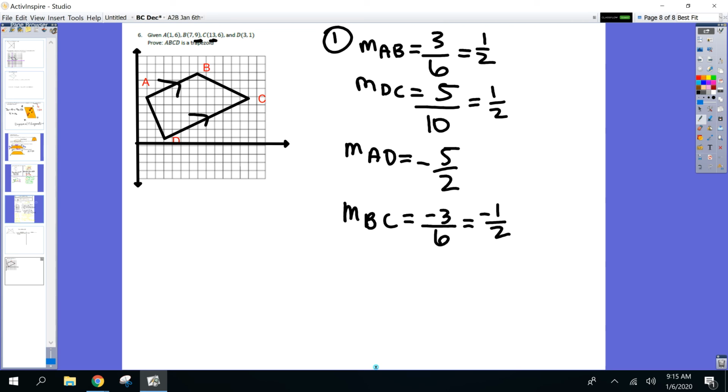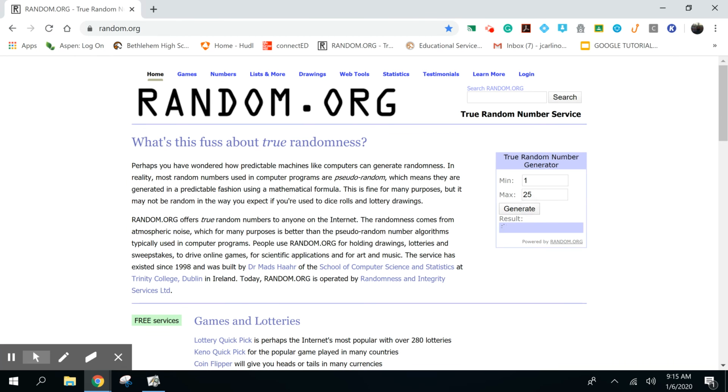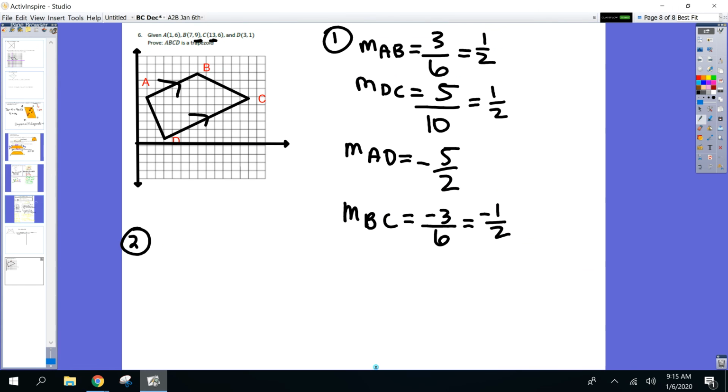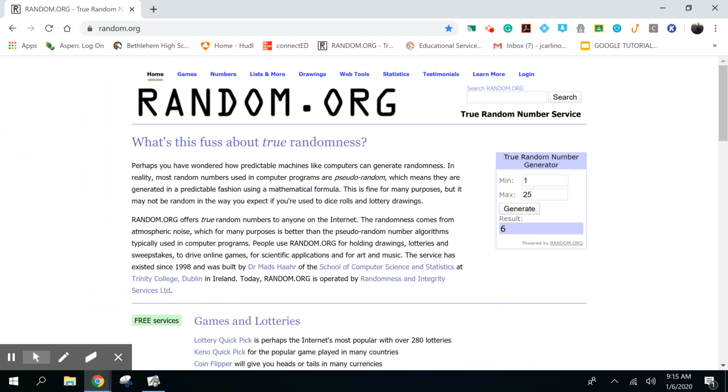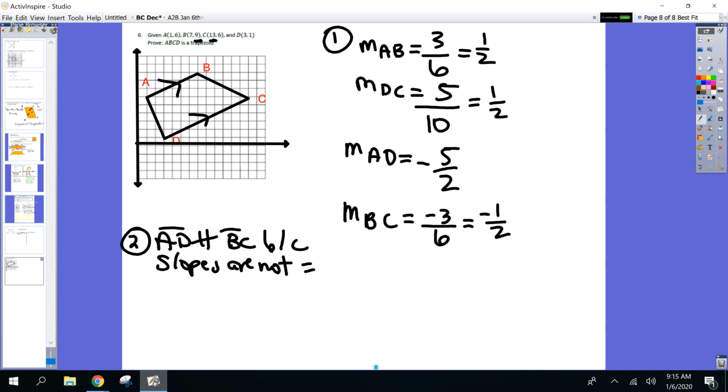All right, here we go. Step 2 is always, what did we just learn? We did not learn it was a trapezoid yet. What did we learn? 2 things you should learn from step 1, doing all those slopes. Just give me one of them. So they're not parallel. AD and BC are not parallel. Thank you. AD is not parallel to BC because slopes are not equal. And the other thing we learned.